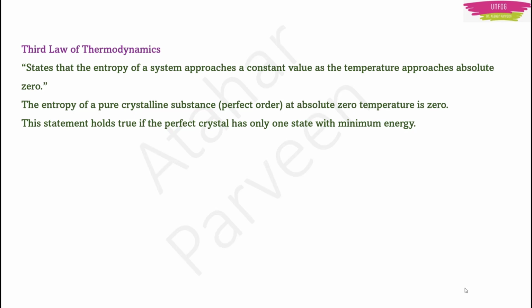For example, if you take a crystalline substance. In a crystalline substance, all the things are arranged periodically inside it. That means it has a perfect order. If this crystalline substance is at absolute zero temperature, then the entropy is zero. That means there is no disturbance in that crystal. Okay. This statement will hold true if the perfect crystal has only one state with minimum energy.